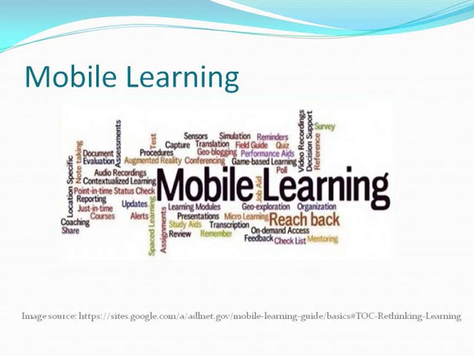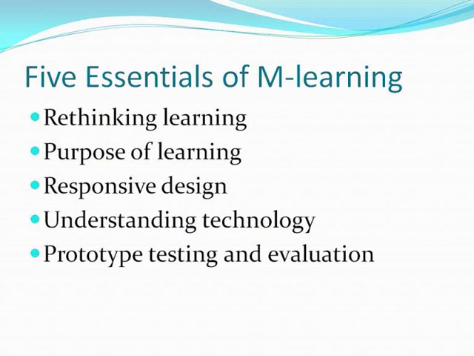For making it an efficient medium of learning, we need to consider some crucial aspects of design, development, and delivery with regard to content and technology. Let's look into the 5 essentials that make M-learning effective. These include rethinking learning. In other words, how learning is conceptualized and perceived today.